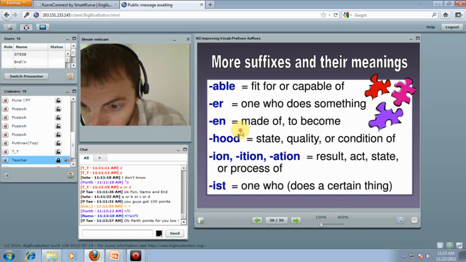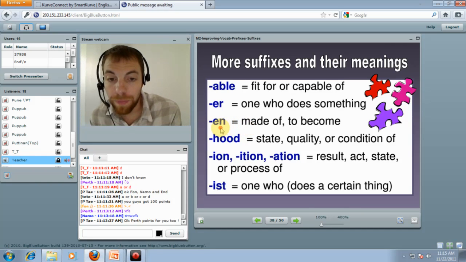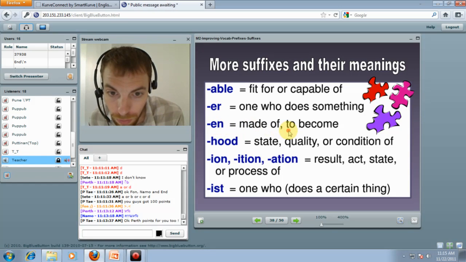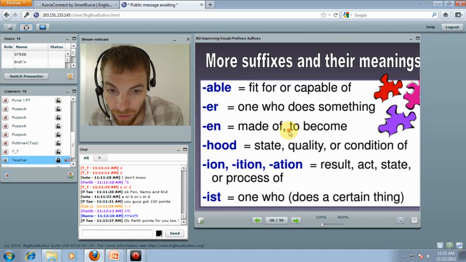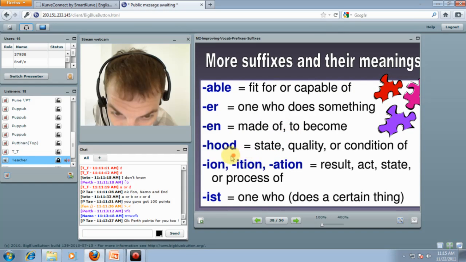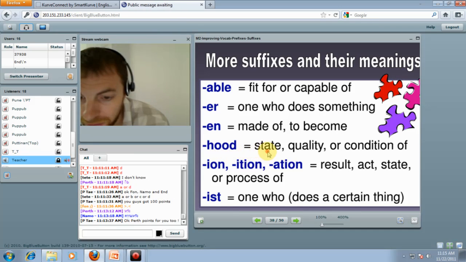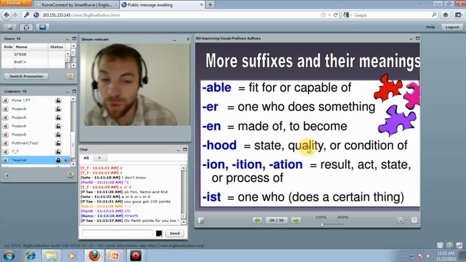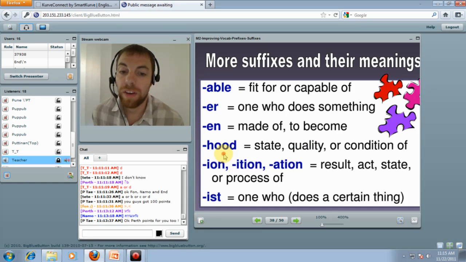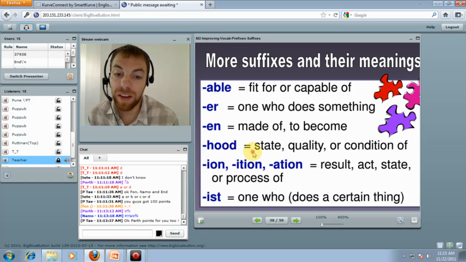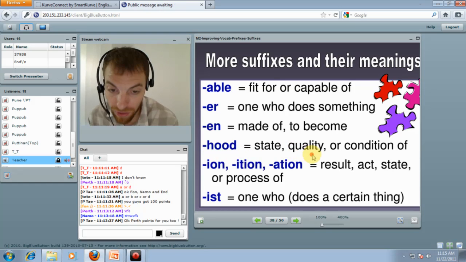Let's see, it's made of or to become. Nice. Okay, and also we have the next one. Hood is state, quality, or condition of. If something is good, if it's bad, if it's hungry or sick. Hood. This suffix can tell us about the quality of them.